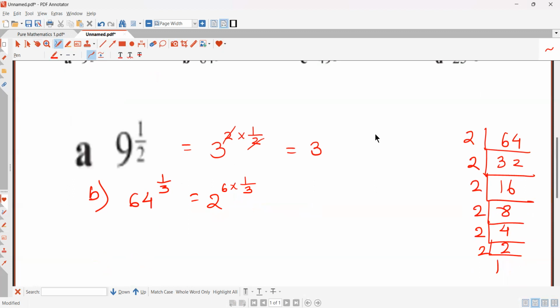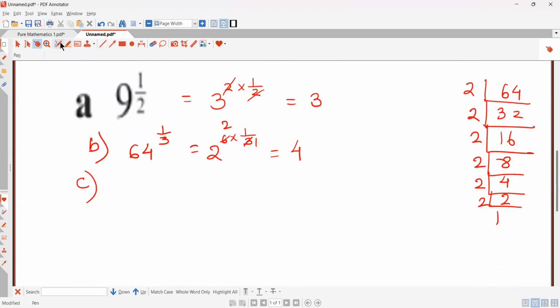Can I do this or not? He said 4 cube, which is correct as well. Also, you can say 2 raised to 6, which is correct as well. So 3 1s are 3, 3 2s are 6. Answer is what? Is this clear? Okay. This is B. Let's go to the C part.